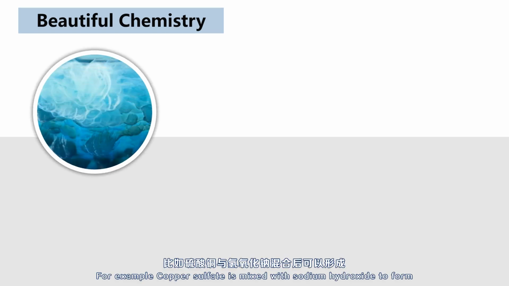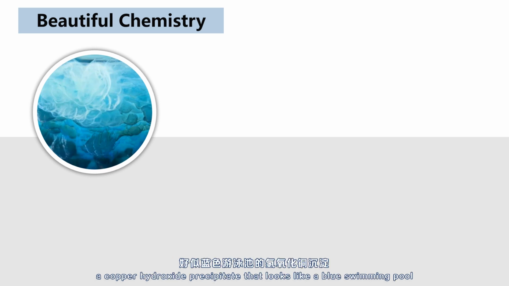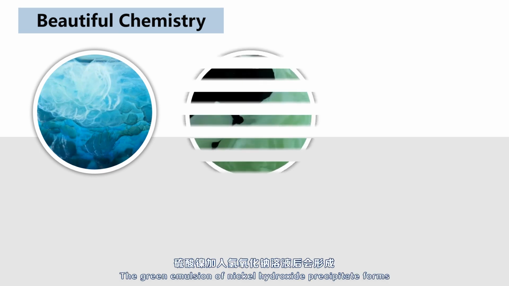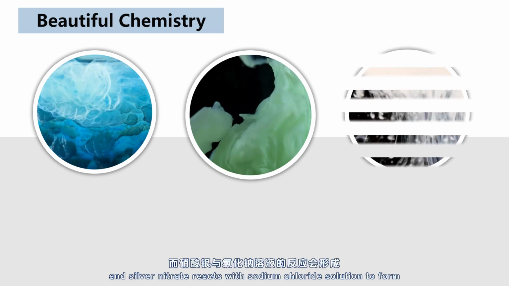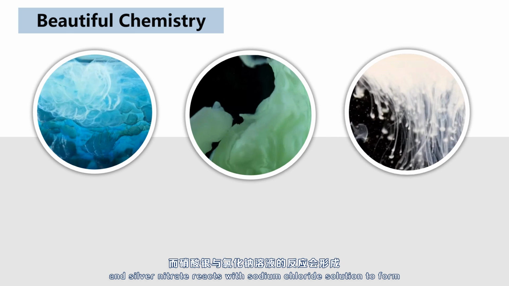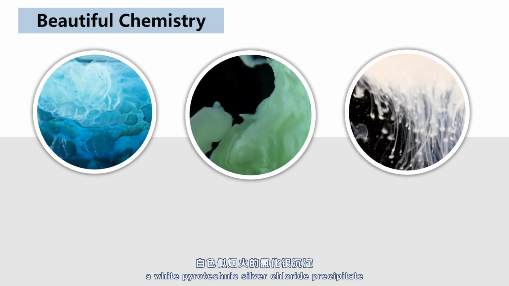For example, copper sulfate is mixed with sodium hydroxide to form a copper hydroxide precipitate that looks like a blue swimming pool. The green emulsion of nickel hydroxide precipitate forms when nickel sulfate is added into sodium hydroxide solution. And silver nitrate reacts with sodium chloride solution to form a white pyrotechnic silver chloride precipitate. From these pictures, we can see that the color and shape of precipitates vary.